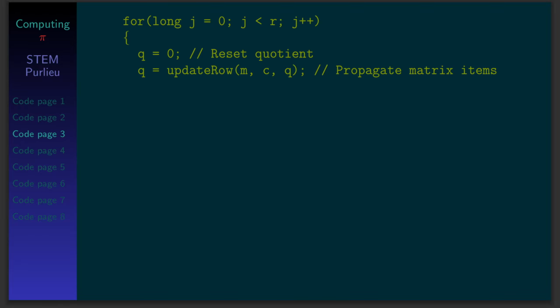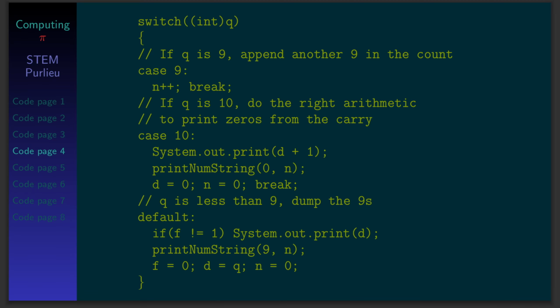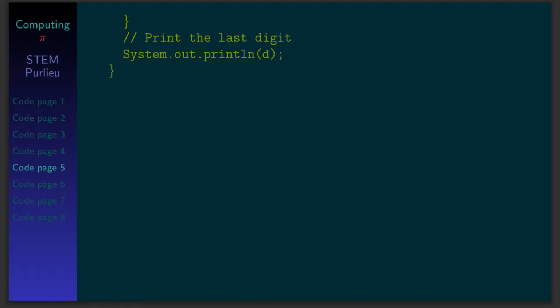The for loop will help us go through row by row what the quotient and remainder of the data is. We can use a switch statement to branch on printing out code based on the digits of the quotient, where the quotient will be computed later. Then at the very end of the code, we'll print out the last digit D.